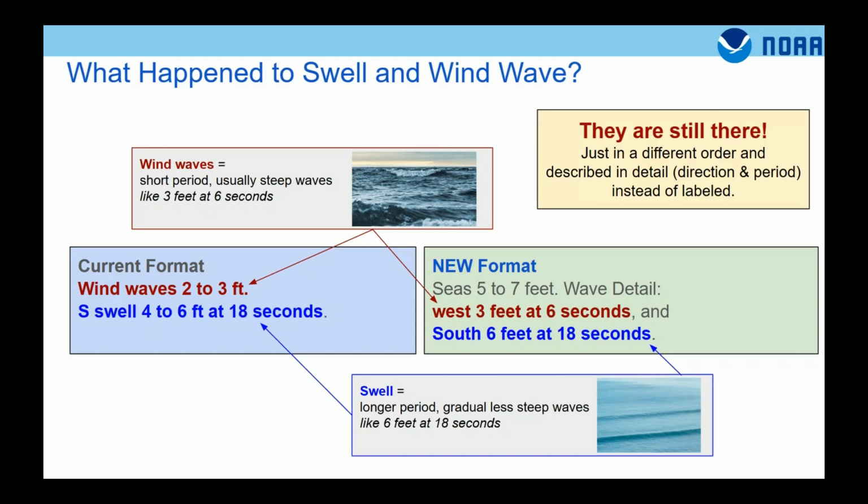Looking numerically, you can key in that this is a steep wave and likely a wind wave by seeing that the numeric value of the wave height is very similar to the numeric value of the wave period, 3 versus 6.